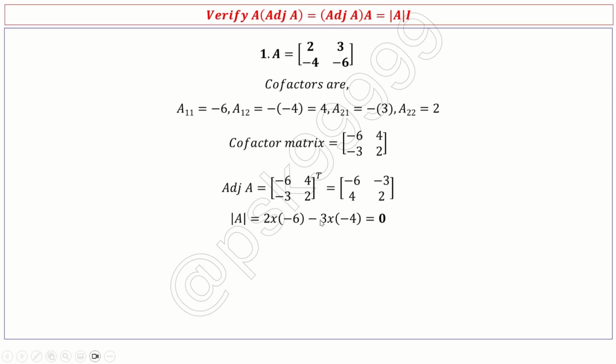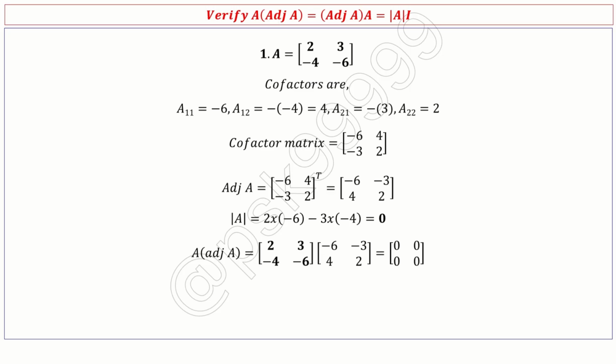Correct? So once you know this, modulus of A is nothing but 2 into -6 minus 3 into -4, which is 0. Here modulus is 0, so this is a singular matrix. It doesn't have an inverse, but you can always find the adjoint of this matrix.